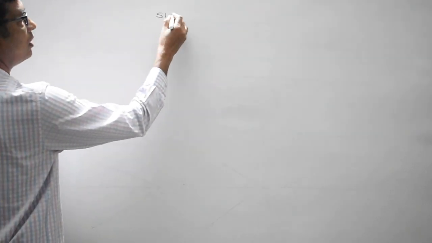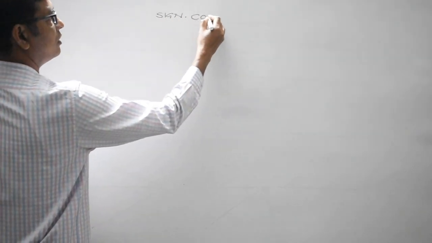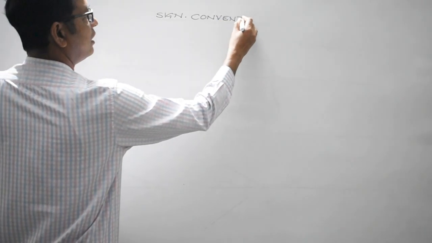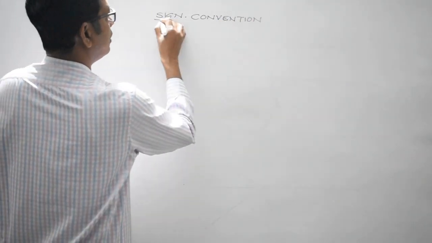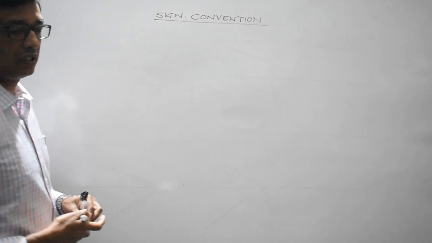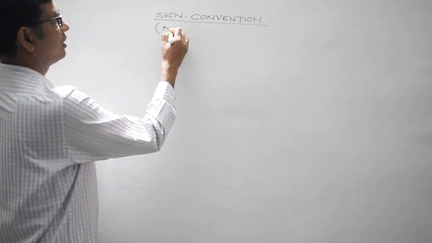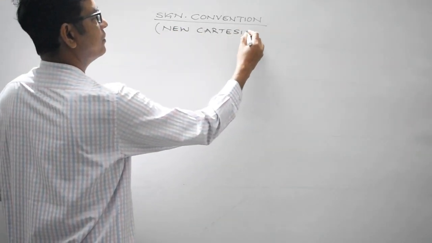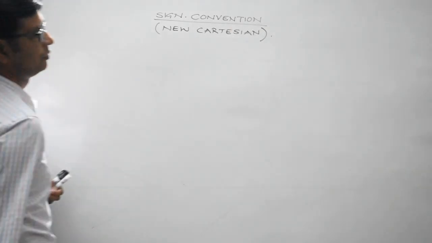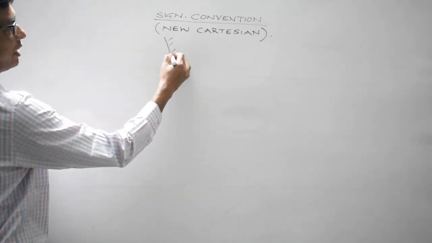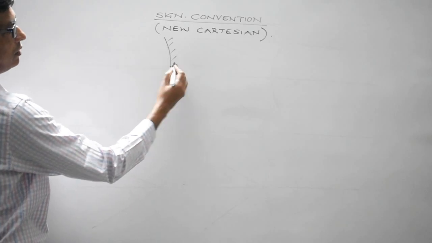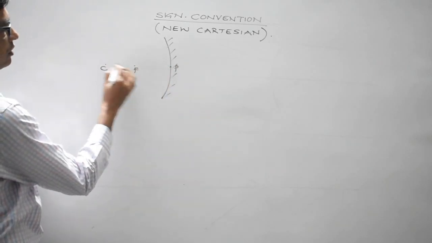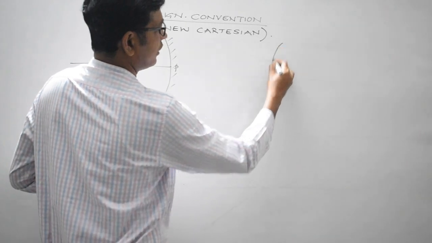Now look, this sign convention which we are discussing is again valid for both the spherical mirrors, whether we are dealing with a concave spherical mirror or a convex spherical mirror. So it is new Cartesian sign convention. So this is the concave mirror, this is the focus, this is the principal axis, and this is the convex mirror.